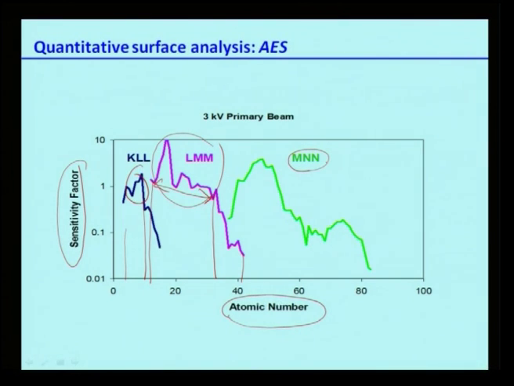MNN transitions occur at larger atomic numbers, from more than 40 to about 85, and this is also very high for atomic numbers ranging from 38 to 62. So for all the elements with atomic number from about 16 to about 62, the sensitivity factor is quite good, and it is higher than 0.5. That means we can use AES for these elements to get much better quantification analysis.